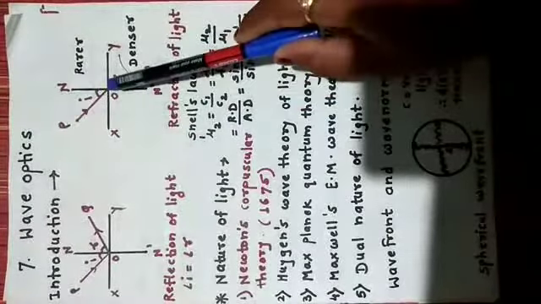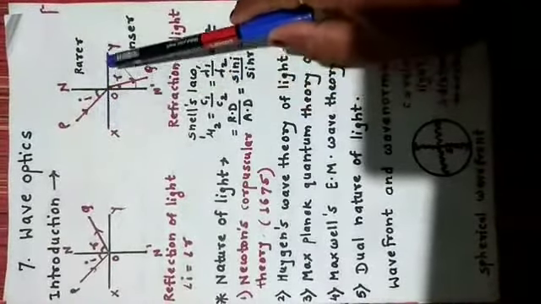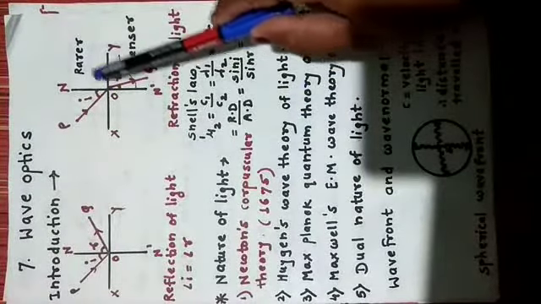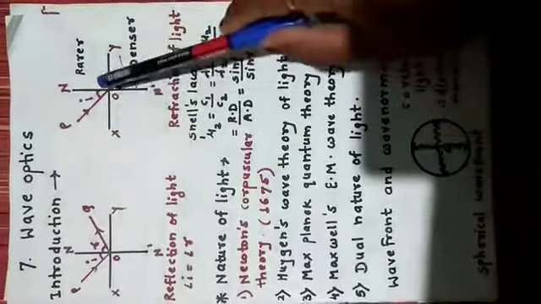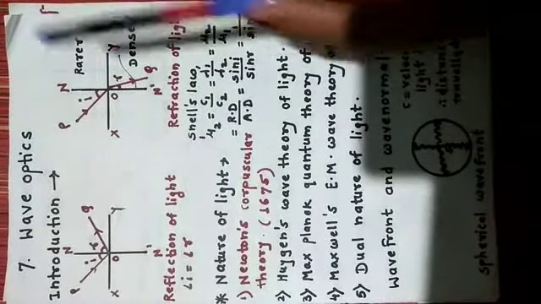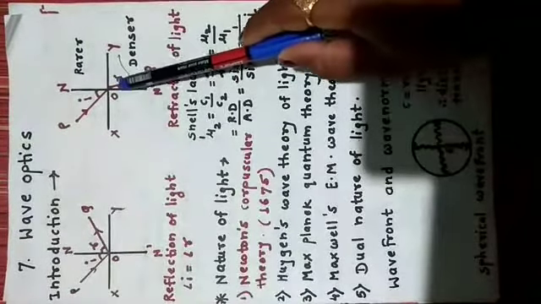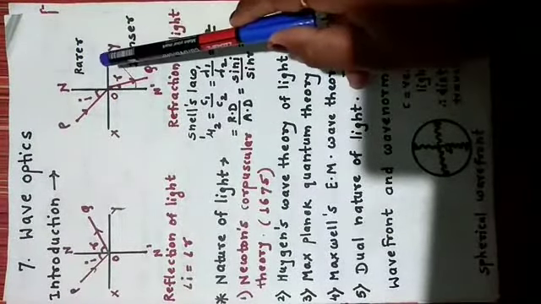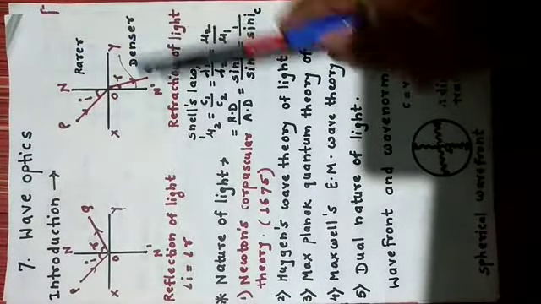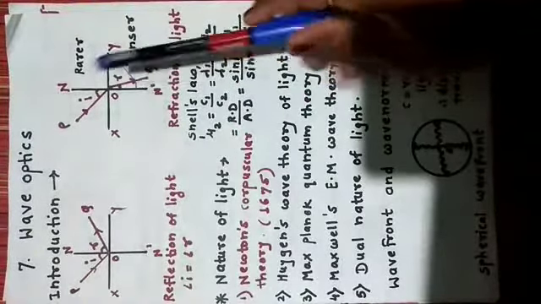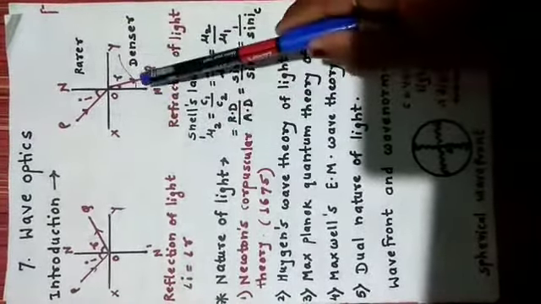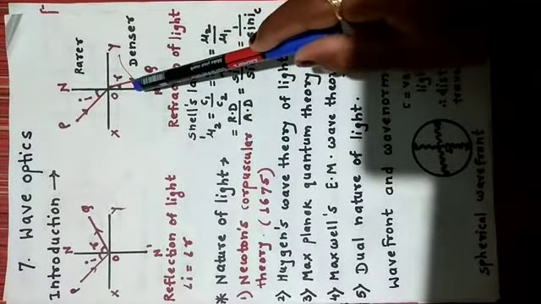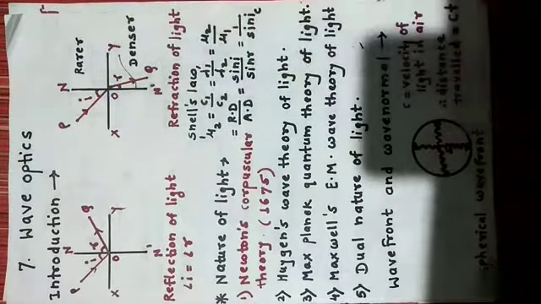So when this incident light ray PO is incident on the refracting surface XY, partial refraction and partial reflection take place. But here reflection is not shown in the figure. So this angle is called the angle of refraction. When a light ray moves from a rarer medium to a denser medium, then the refracted ray bends towards the normal. So here the angle of incidence is greater than the angle of refraction.